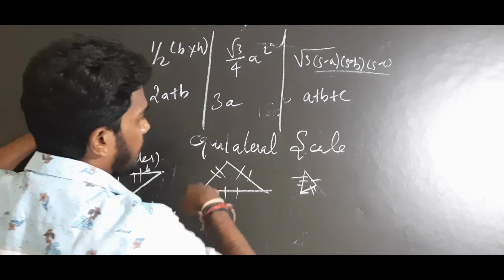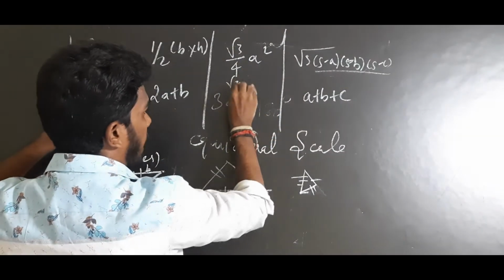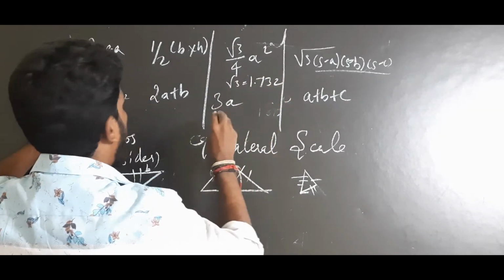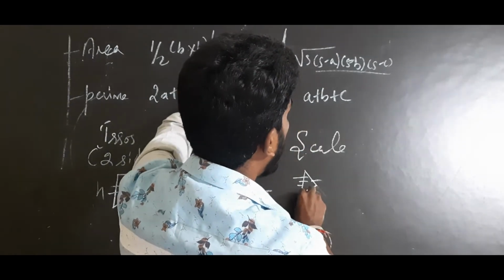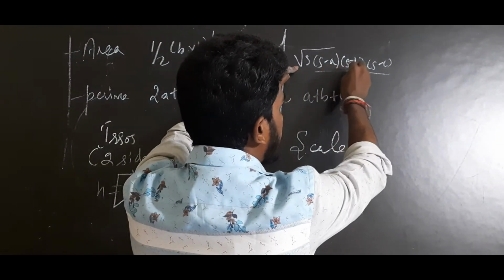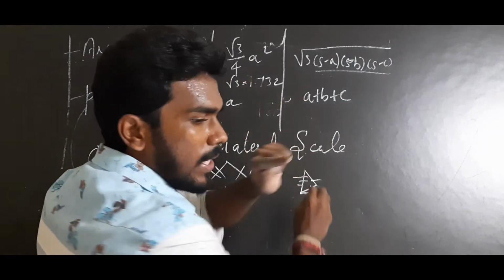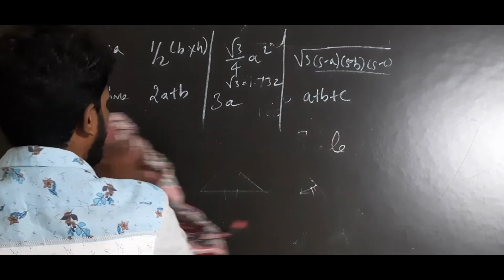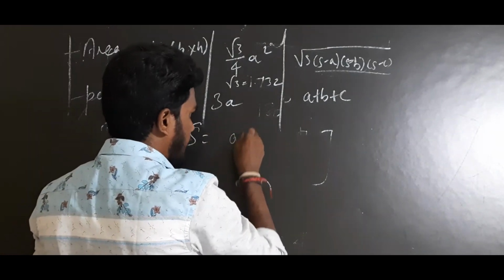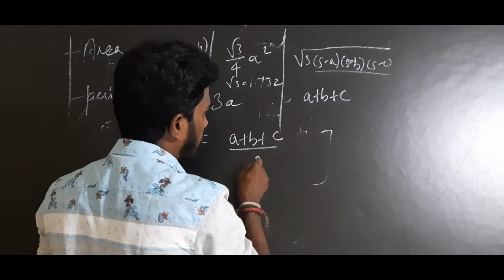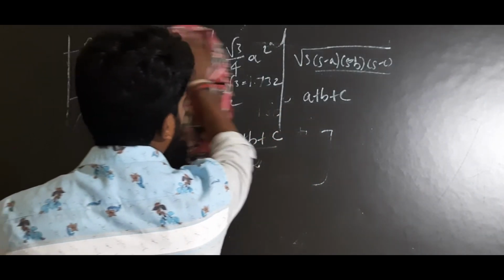For an equilateral triangle, where all 3 sides are equal, the area is root 3 by 4 a square, where root 3 value is 1.732, and the perimeter is 3a. For a scalene triangle having 3 different values, the area is root of s into s minus a, s minus b, s minus c, and the perimeter is a plus b plus c. What is that s? For a scalene triangle, s is nothing but the sum of the sides divided by 2.